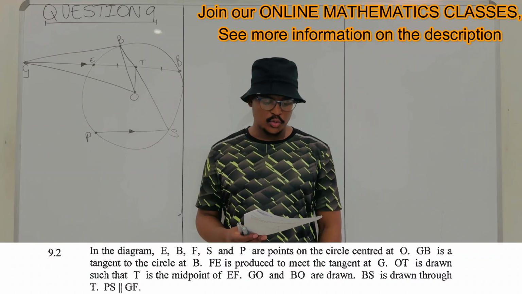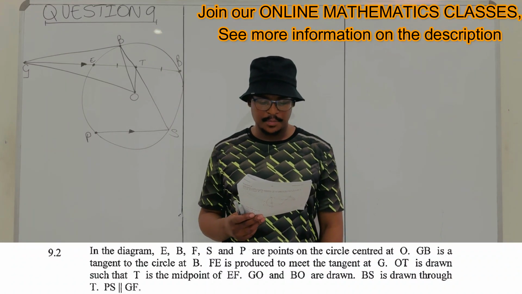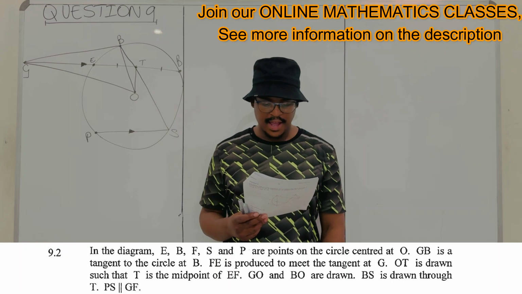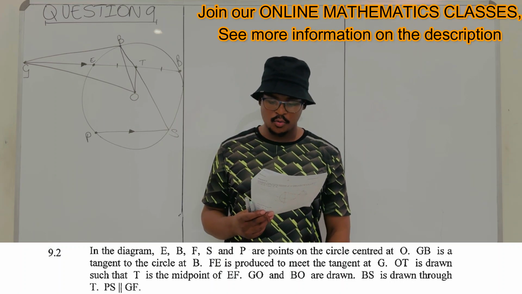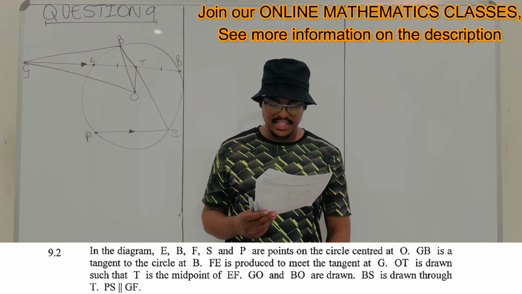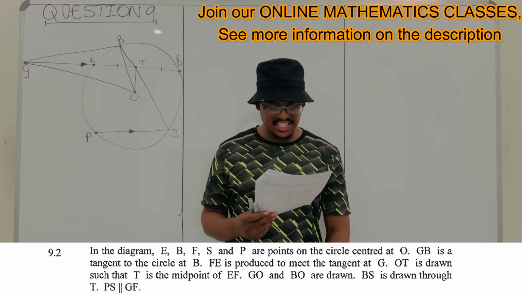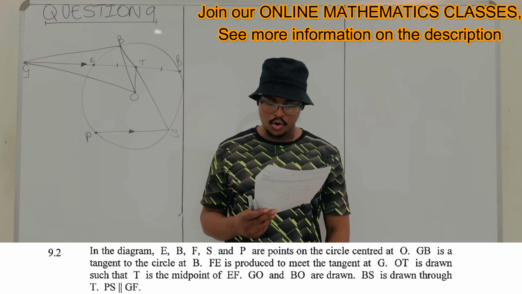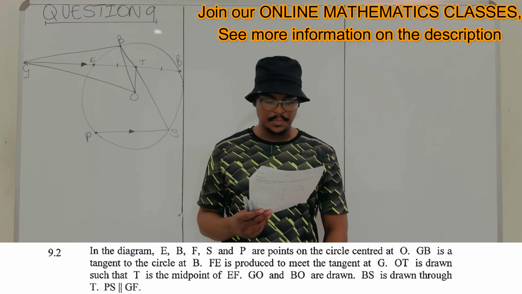Okay, so now we're doing 9.2. At 9.2, they're saying, in the diagram, E, B, F, S, and P are points on the circle centered at O. GB is the tangent to the circle at B. FE is produced to meet the tangent at G. OT is drawn such that T is the midpoint of EF. GO and BO are drawn. BS is drawn through T, and PS is parallel to GF.